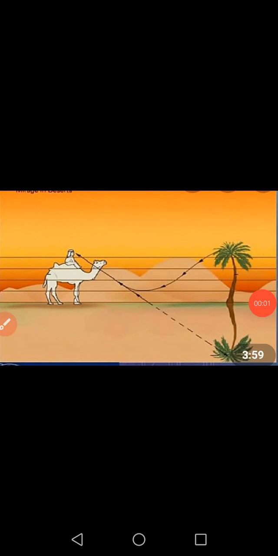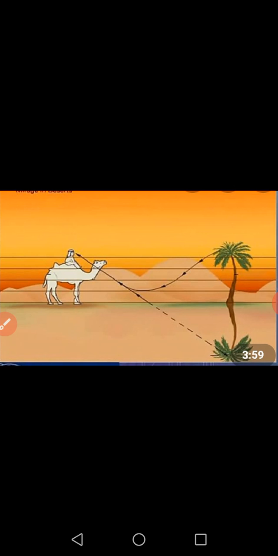In last class we discussed total internal reflection, and I told you that there are some natural phenomena where this total internal reflection principle is observed. One such phenomenon is mirage. Generally we know what a mirage is. It is an optical illusion which is produced in deserts, right?